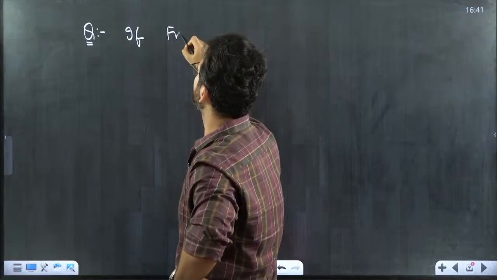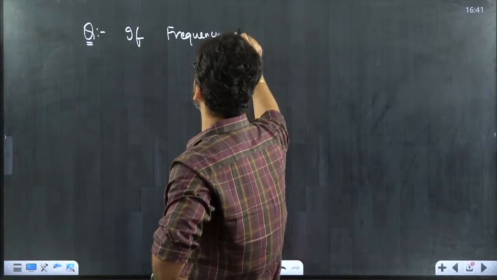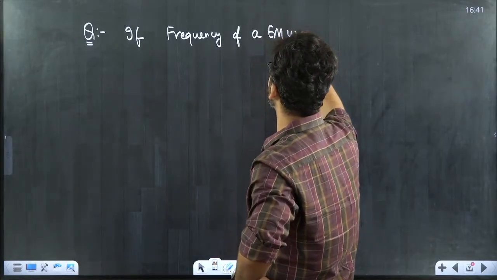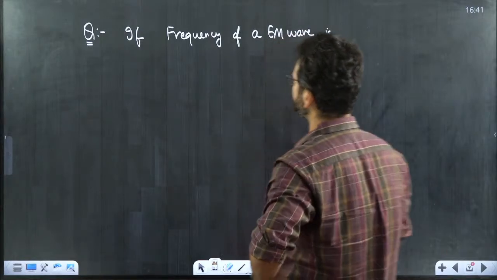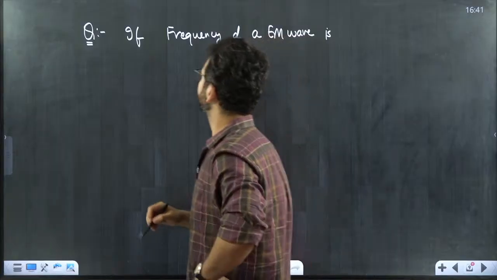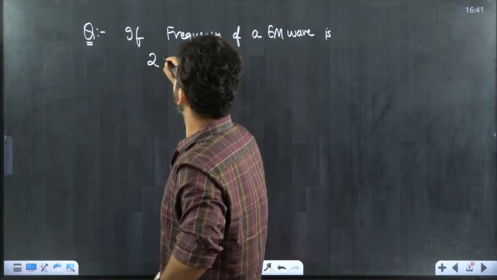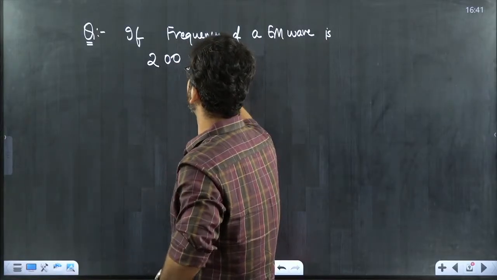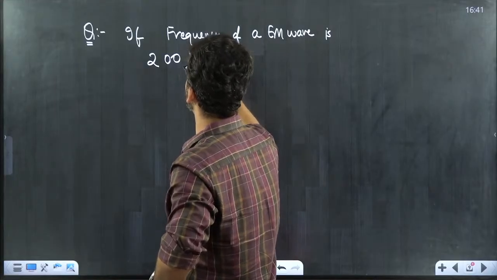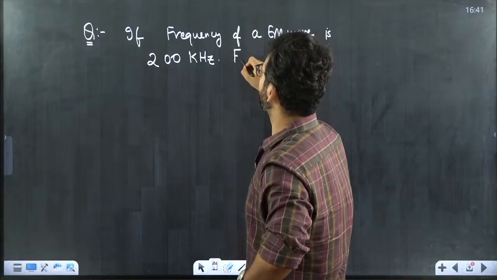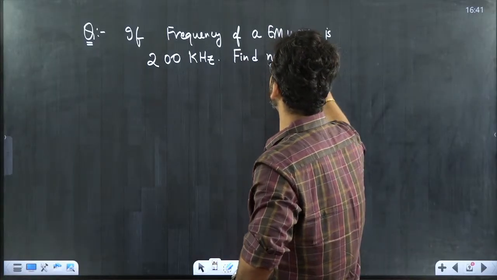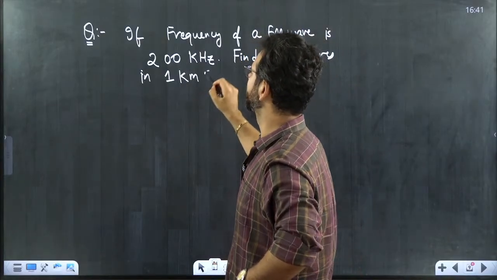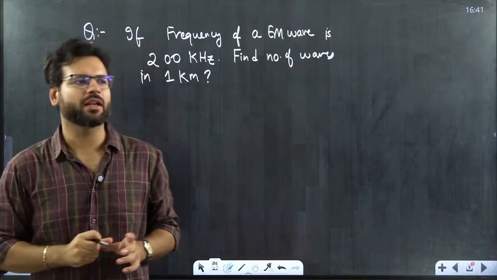If the frequency of an electromagnetic wave is 200 kilohertz, find the number of waves in 1 kilometer. Calculate the number of waves in 1 kilometer.